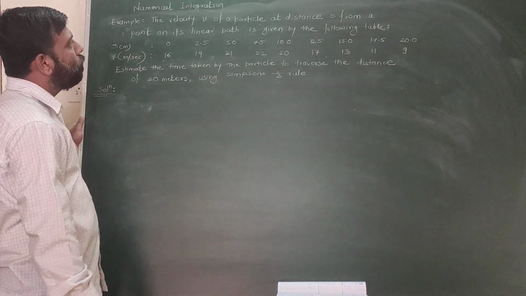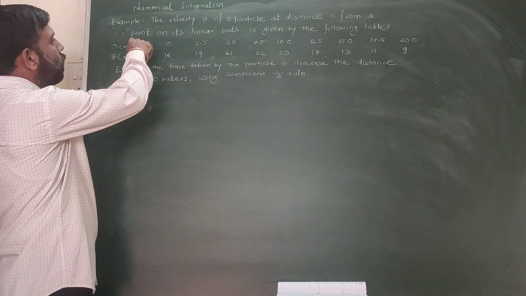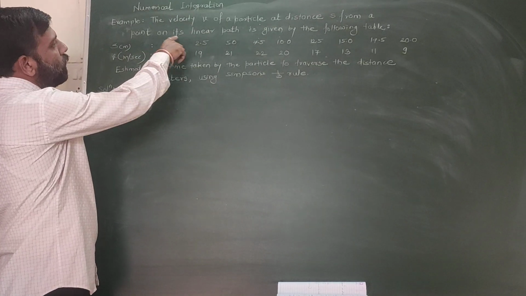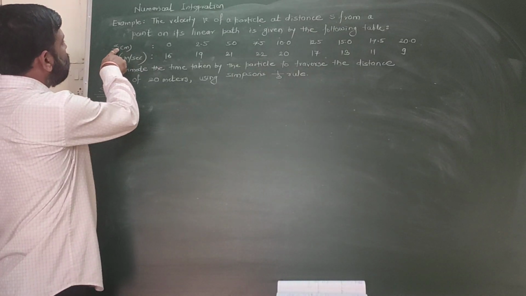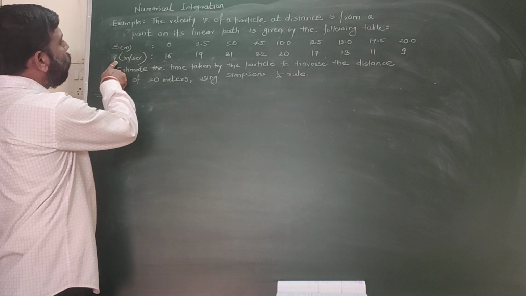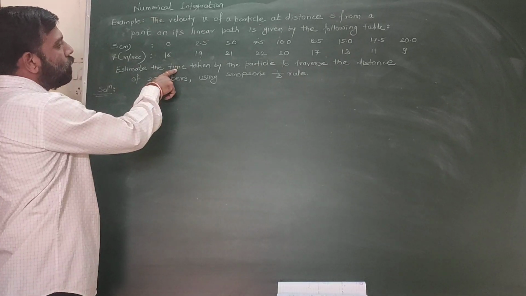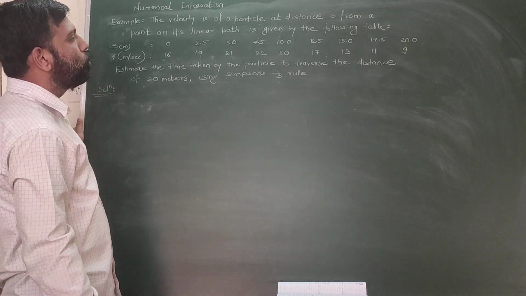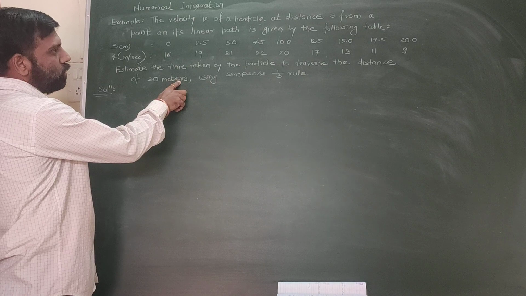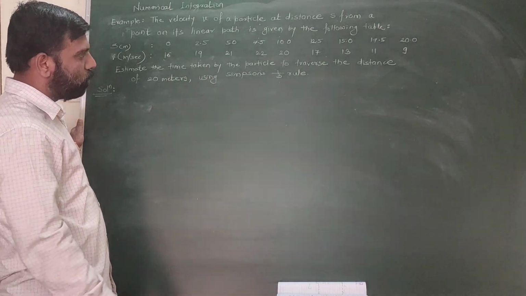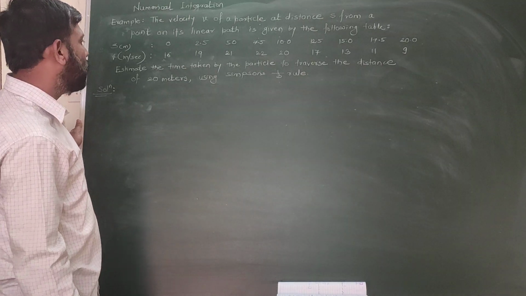Now in this problem, the velocity v of a particle at a distance s from a point on its linear path is given in the following table. So these two entries are given to us, that is s is the distance and v is the velocity. Now the question is, estimate the time taken by the particle to traverse the distance of 20 meters using Simpson's 1/3 rule. Or we can discuss this by using the Simpson 3/8 rule or trapezoidal rule.